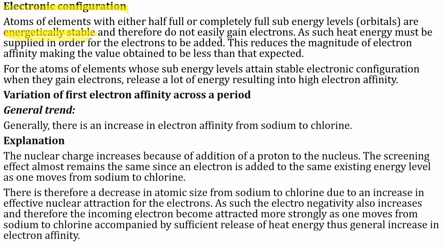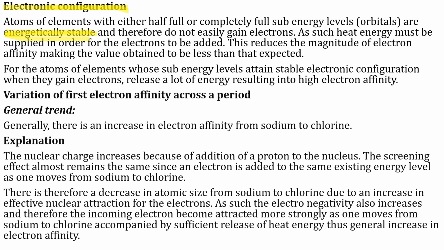Now we are seeing that for the atoms of elements whose sub-energy levels attain a stable electronic configuration, when they gain electrons, they release a lot of energy, resulting in high electron affinity. And here we are looking at the atoms with neither half-filled nor fully filled sub-energy levels, like having one electron, having 4 electrons, depending on the sub-energy level you are dealing with.